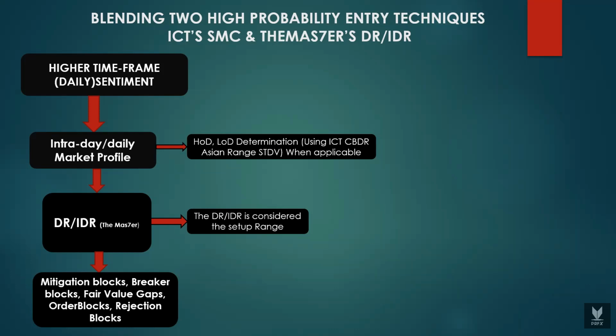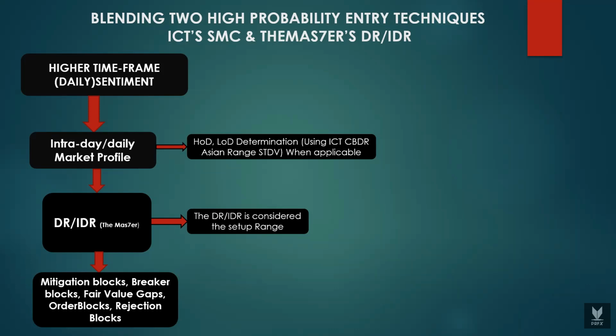And the next thing would be to determine the high of the day or the low of the day using ICT central bank dealers range standard deviation when applicable. Now, if you haven't watched that video on ICT's central bank dealers range, you want to go to his 2022 month 8 lesson or folder here on YouTube and watch that video, and then you can come back because what I'm about to show is very simple.